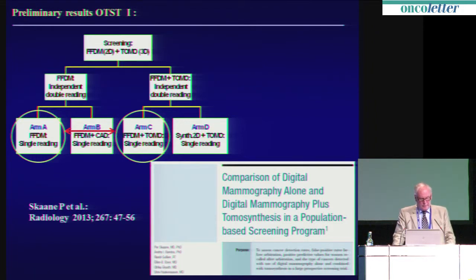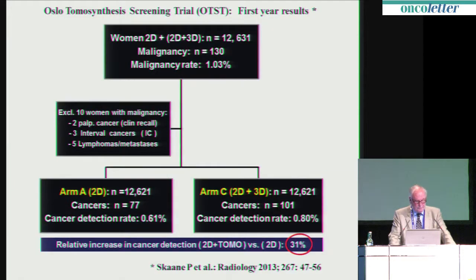If some of you read the first paper published in Radiology last year, comparison of digital mammography alone and digital mammography plus tomosynthesis in a population-based screening program. What did we do? We did compare the clean FFDM arm, also the clean digital mammography, with the clean, you may say, FFDM plus tomosynthesis. That means the single reading in arm A versus single reading in arm C. What did we find in this study?